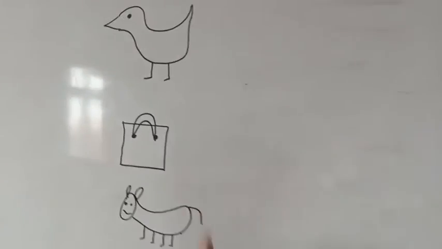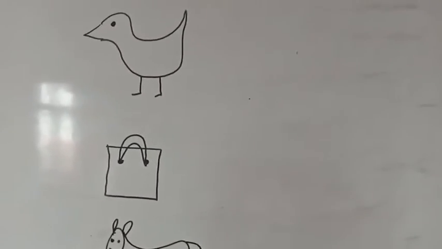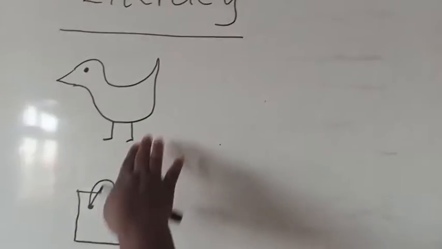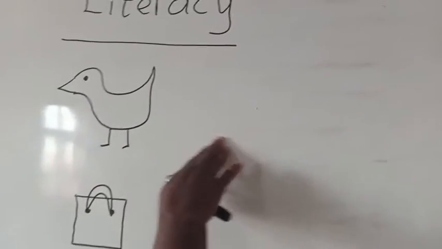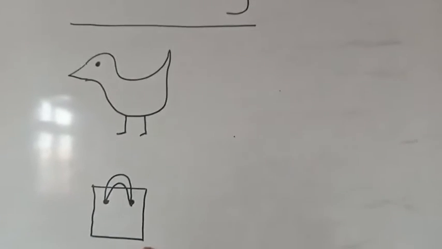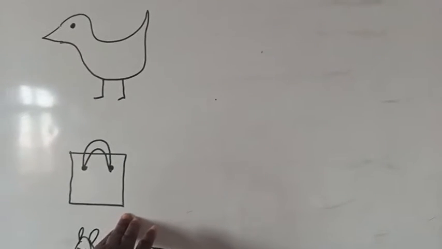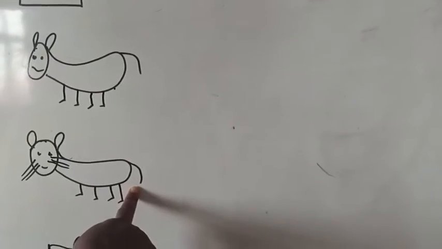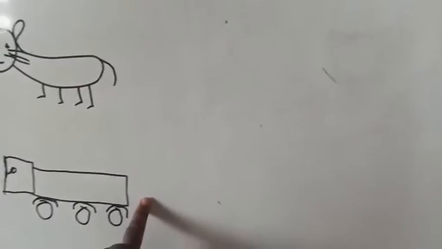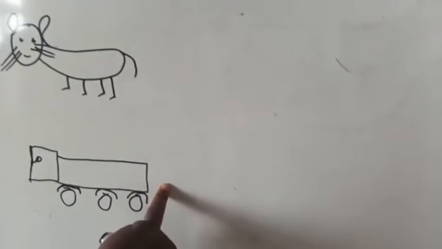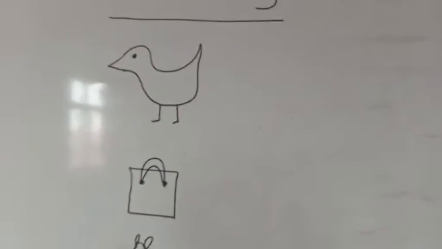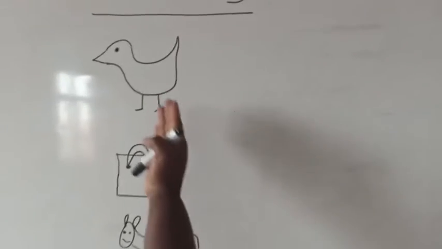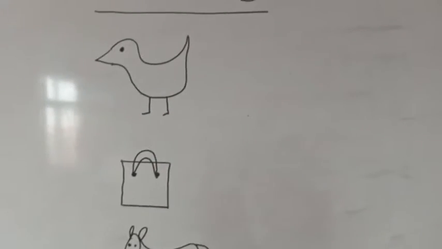Now, let's come to the board and look at some objects on the board. I have few objects on the board. My first object is hen. The next one is bag. The next one is dog. This is cat. And this is bass.